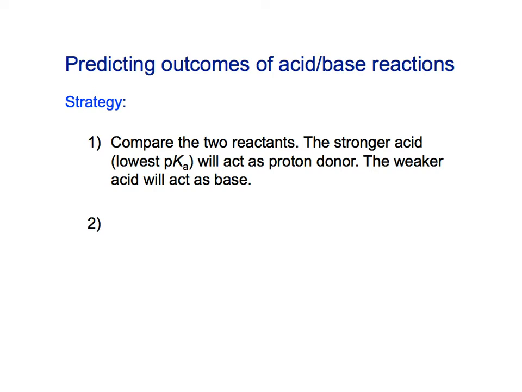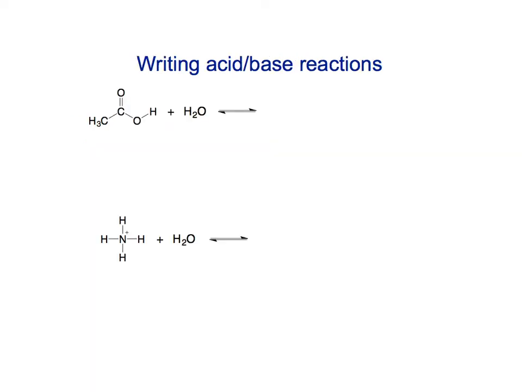Our first step will be to compare the two reactants. Of these, the stronger acid will act as the proton donor, or will act as the acid. The weaker acid is going to act as the base. Let's look at two examples.